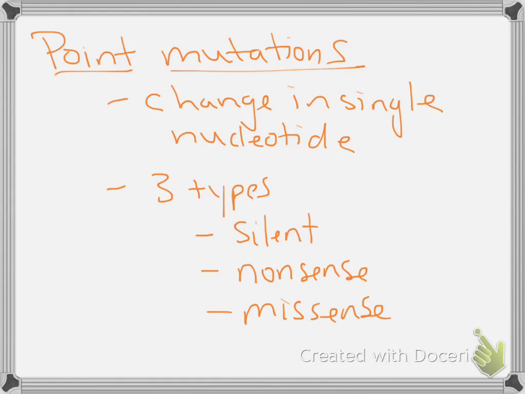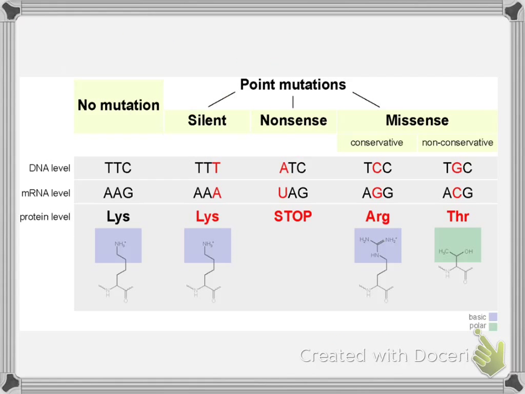Point mutations are just what they say. They're a change in a single nucleotide. There are 3 types. We have a silent mutation, a nonsense mutation, and a missense mutation. Let's take a look at those here. Here's our regular DNA without a mutation. Here's the amino acid that it codes for.